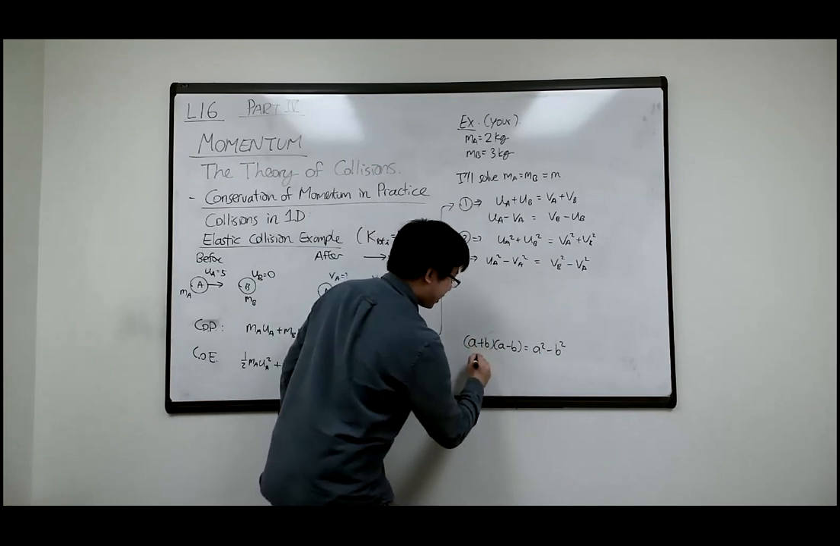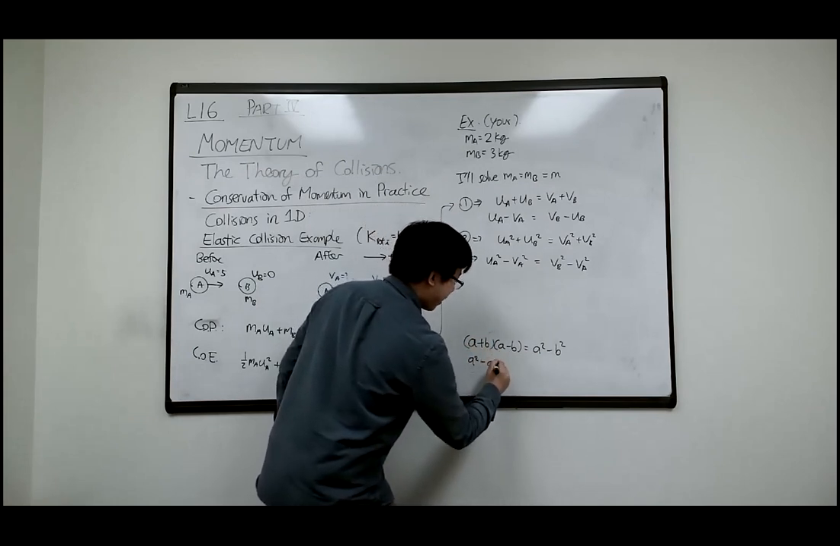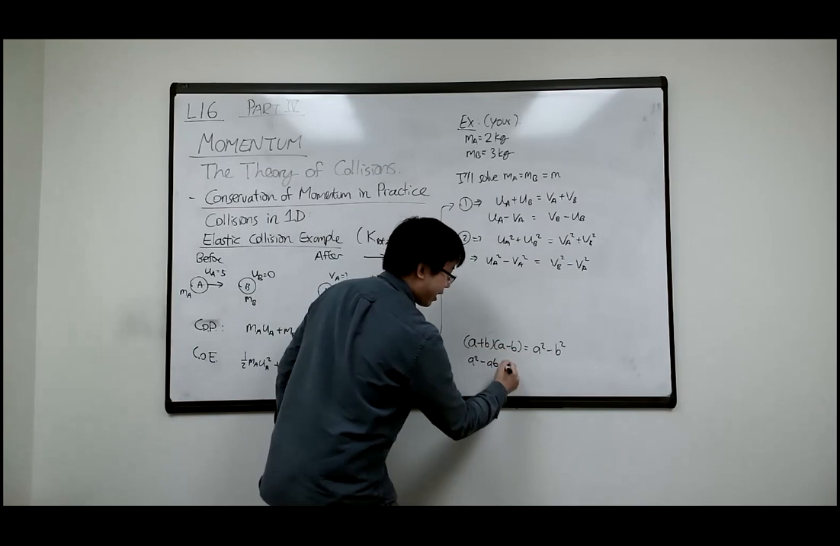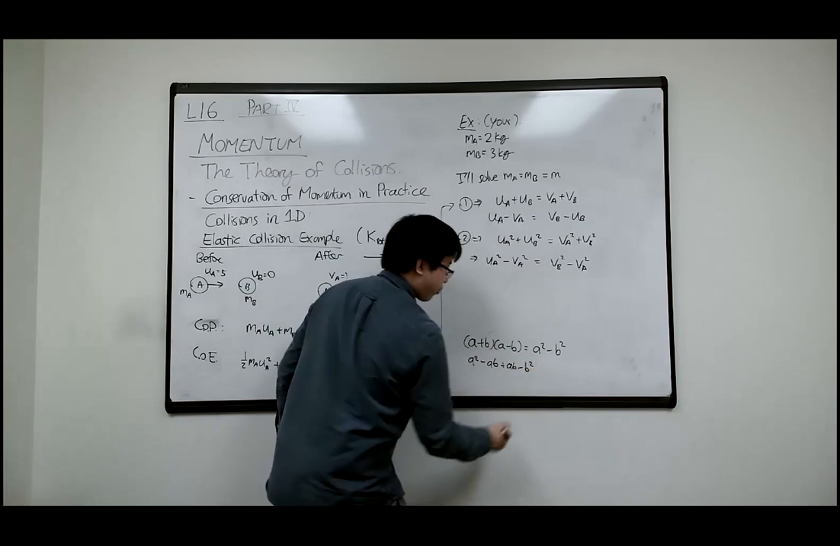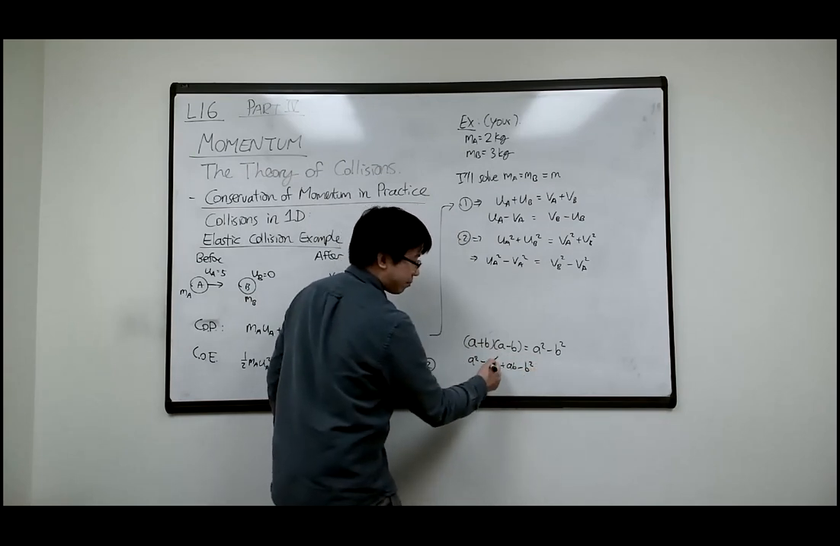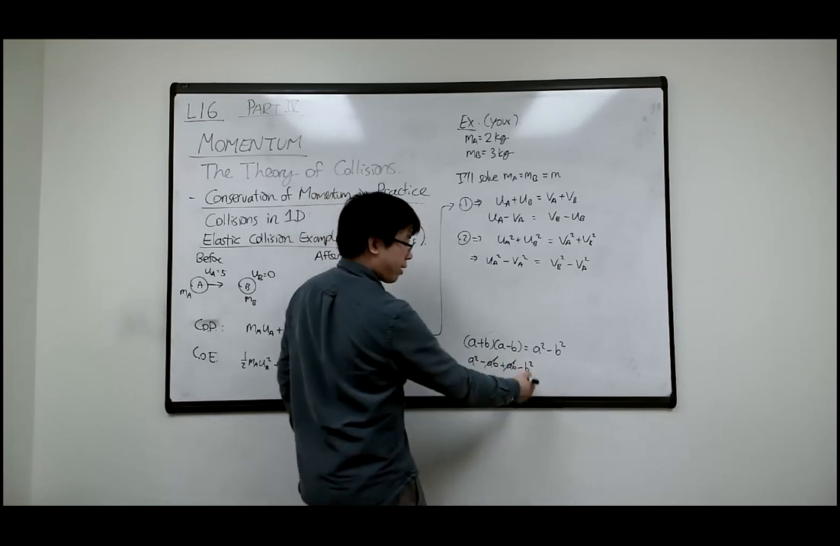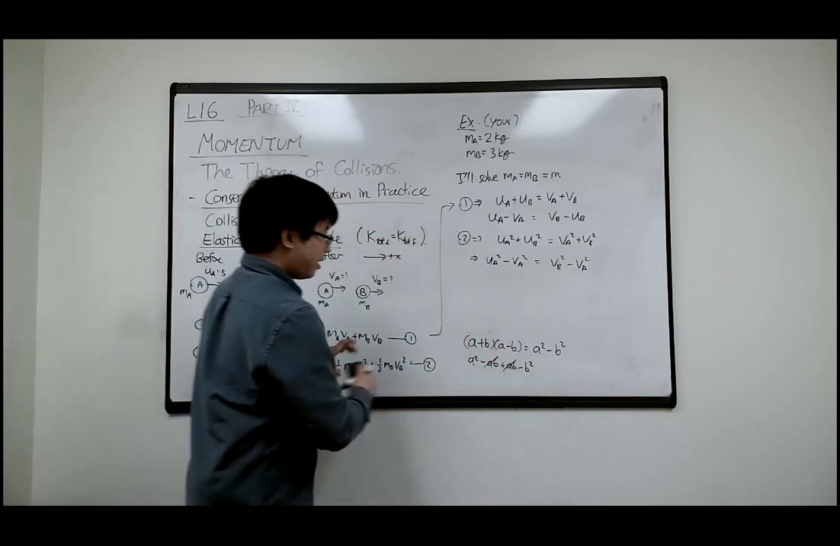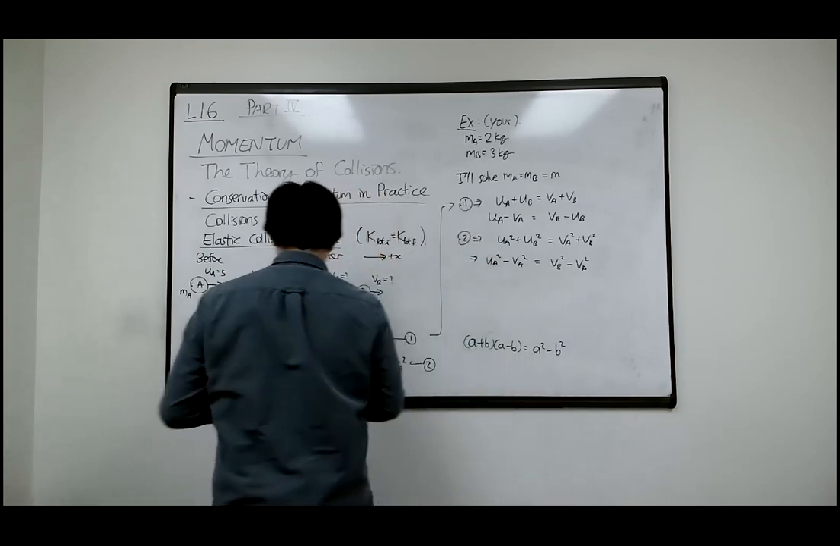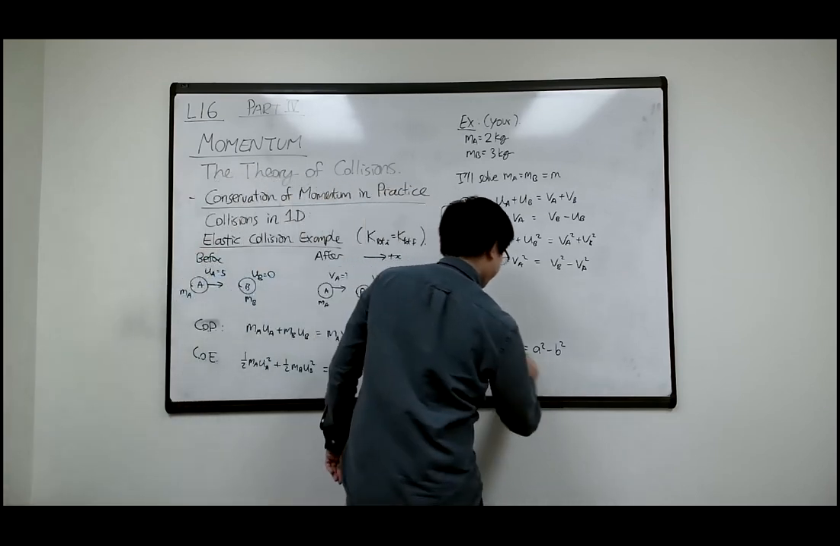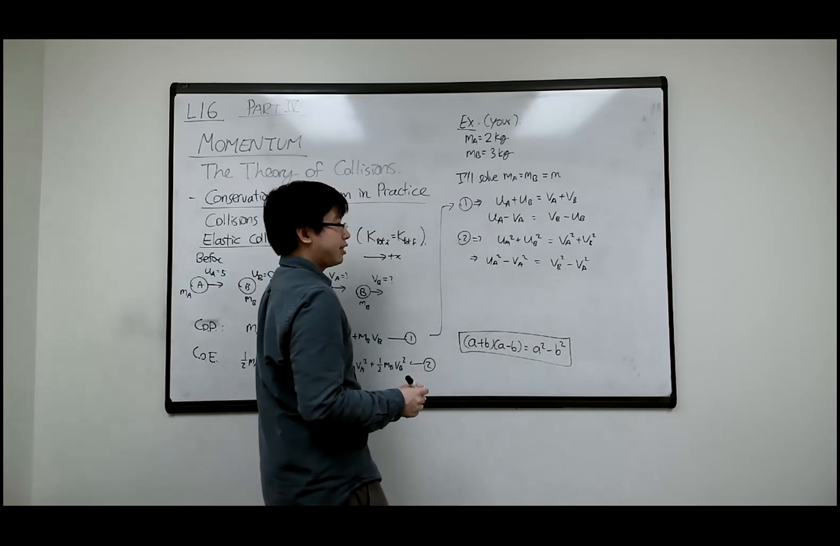So A times A is A squared, A times B is minus AB, B times A is plus AB, and then B times B over here is minus B squared. But you have plus AB and minus AB, so these precisely cancel out, right? And you just have A squared minus B squared. So a very useful thing to remember. Okay, very useful. Put that in the box. You can take note of that.